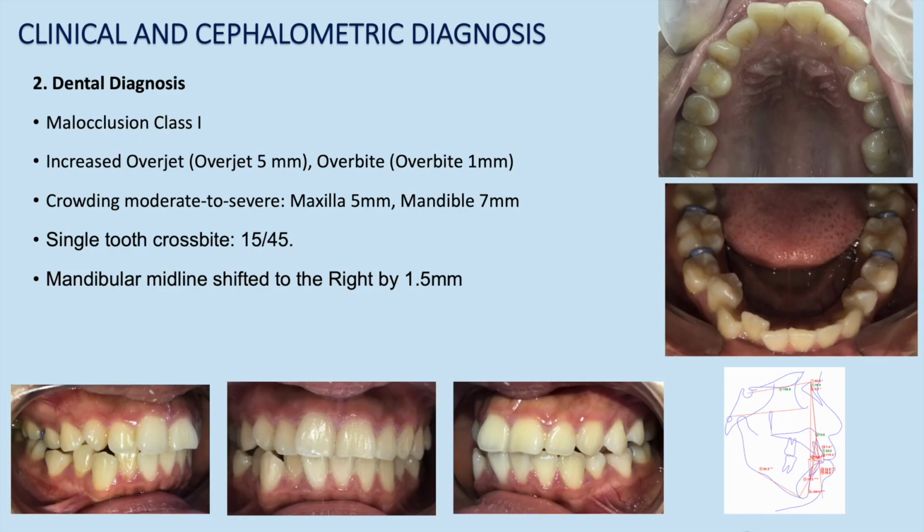The overjet of the patient is 5 mm, and crowding is moderate to severe, with the maxilla at 5 mm and the mandible at 7 mm. We also had a tooth crossbite and the mandibular midline shifted to the right by 1.5 mm.